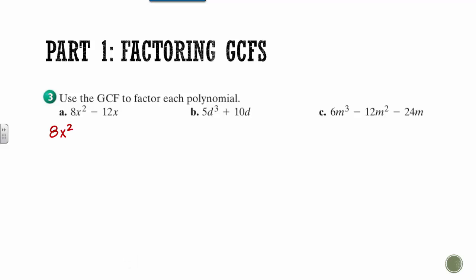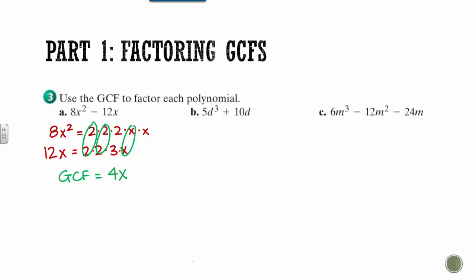8x squared can be broken down into 2 times 2 times 2 times x times x. And 12x can be broken down into 2 times 2 times 3 times x. So to see what they have in common, we have these two groups of 2 and one group of x. So the GCF here is 4x. And now the last directions, that's all we had to do.